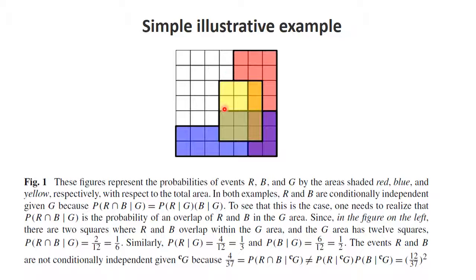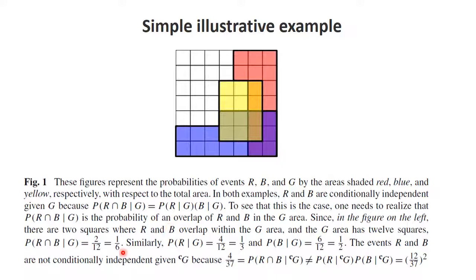Well, that's very simple. If you count, you have 12 squares here, and two of those squares are both in A and are both in red and blue, so the total is 1/6. Similarly, we can calculate R given G and B given G by counting, and we find that one is 1/3, or 4/12. The other is 6/12, that's this amount here. 4/12 is this amount here. We get a half and a third, multiply, we get 1/6.